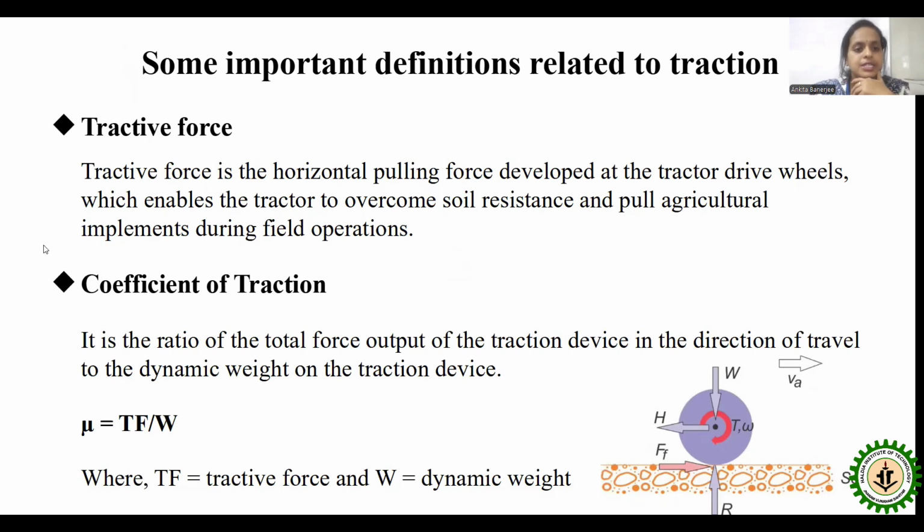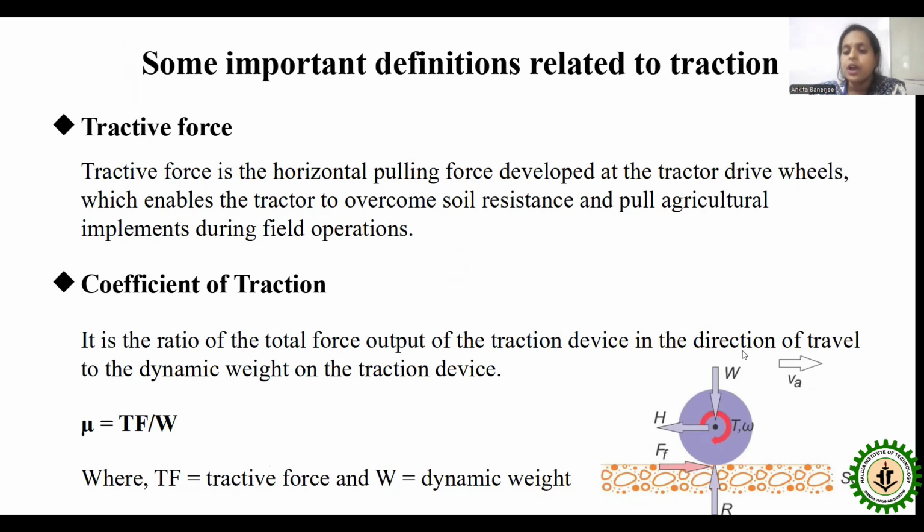Next, coefficient of traction. This is nothing but the ratio of the total force output of the traction device in the direction of travel to the dynamic weight on the traction device. We denote the coefficient of traction by mu. TF stands for tractive force and W stands for dynamic weight or normal load.